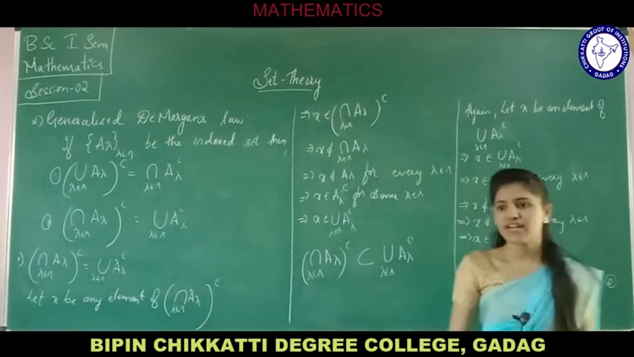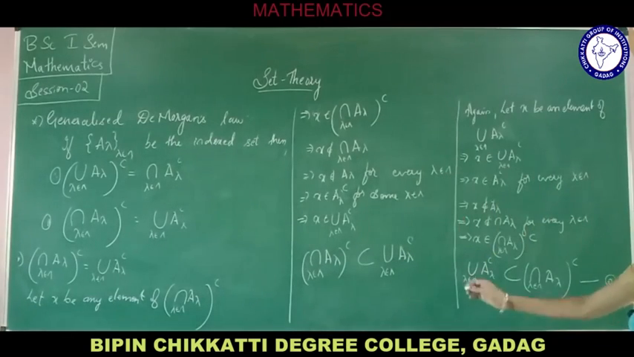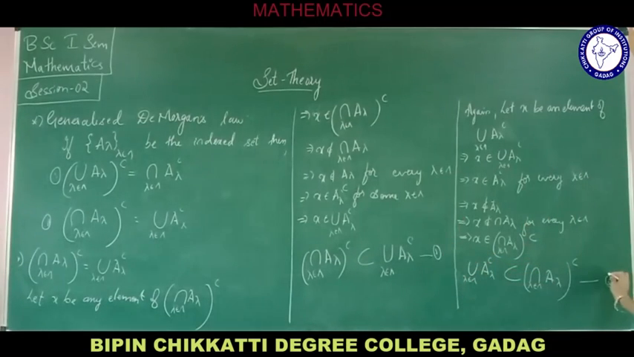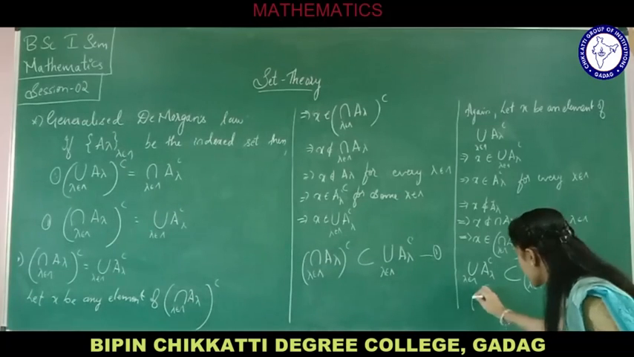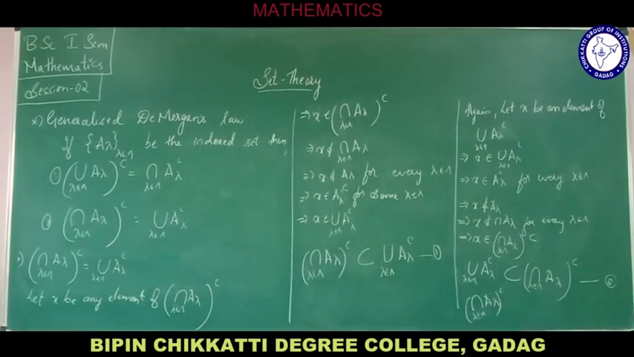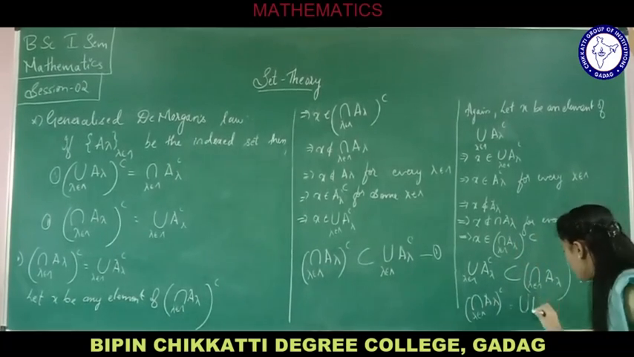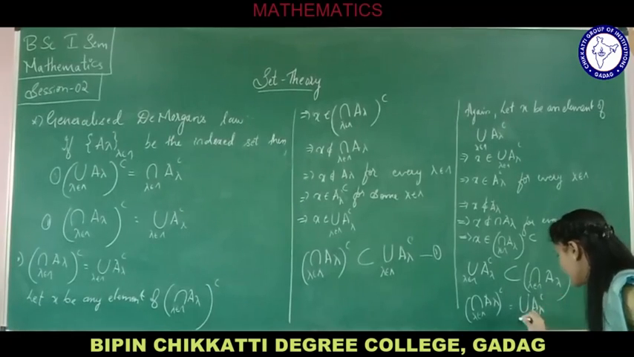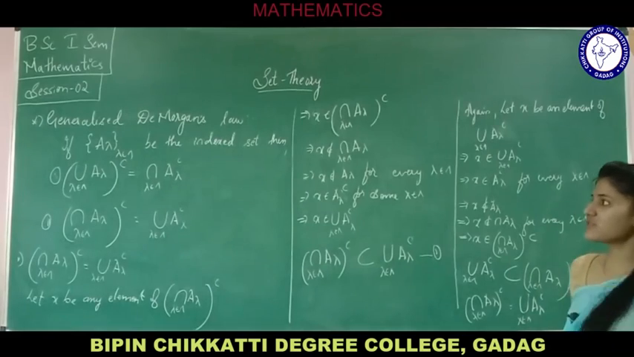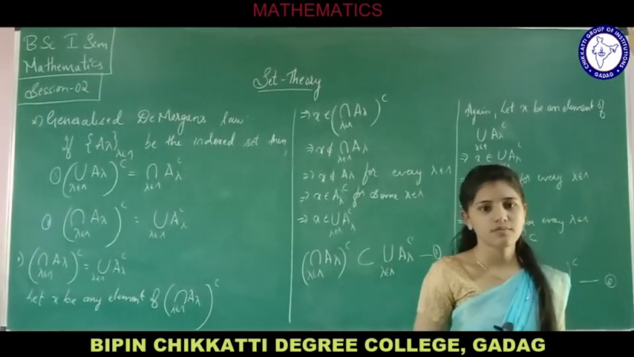So from 1 and 2, what we got to know? This is our equation 1 and this is our equation 2. From equations 1 and 2, we got to know that the complement of the intersection of A lambda, where lambda belongs to this indexed family, is equal to the union of A lambda complement, where lambda belongs to this indexed family. Hence we proved the generalized De Morgan's law.